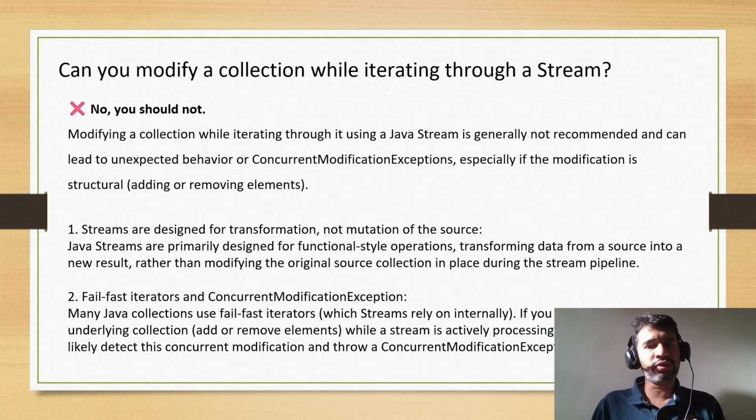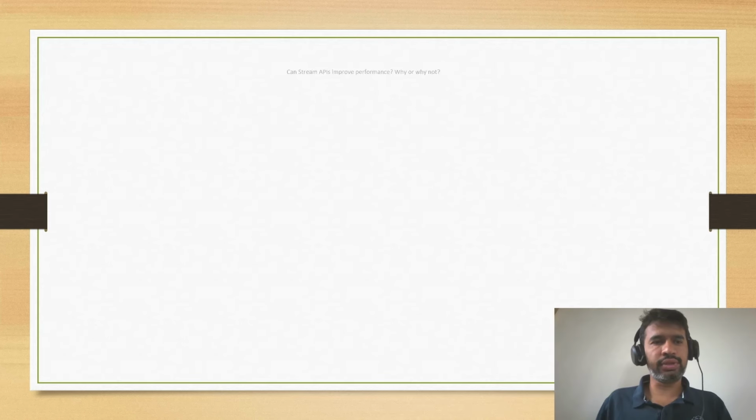Because most of the collections use fail-fast iterators, even streams will also use that. So if some structural change happens to a collection, it will lead to a ConcurrentModificationException. So the answer to can you modify is no, you should not do it. It's not recommended because you may end up with unexpected behavior. I hope it's very clear to you. Let's move on to the next question.